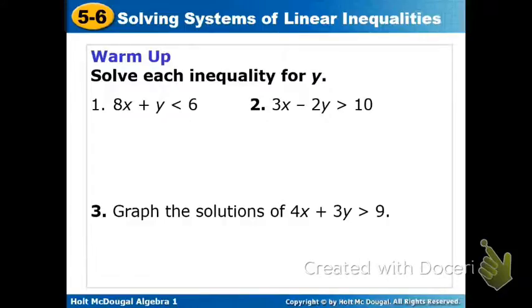Alright, so today we're going to look at solving systems of linear inequalities. This is section 6 of chapter 5. Basically, guys, we're just going to be building off of what you just did. So let's start with this warm-up.